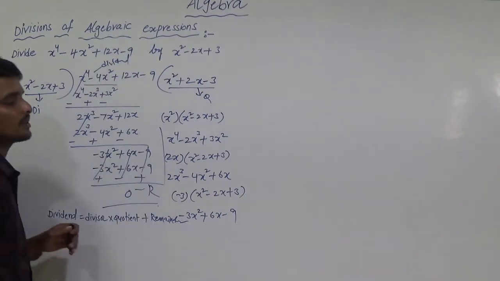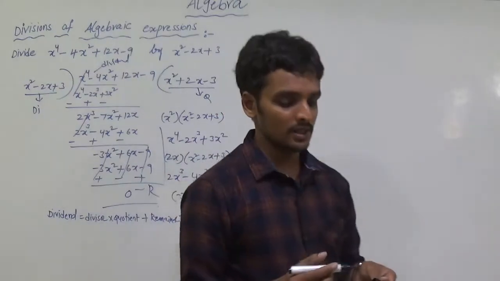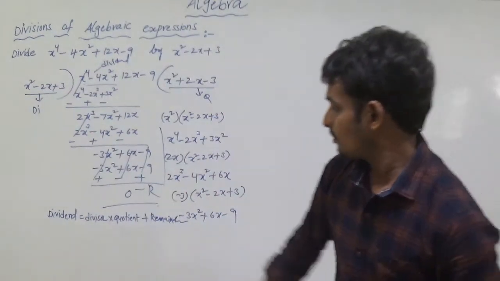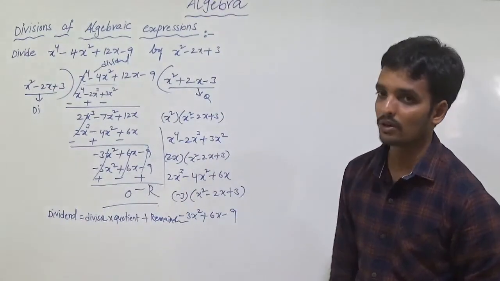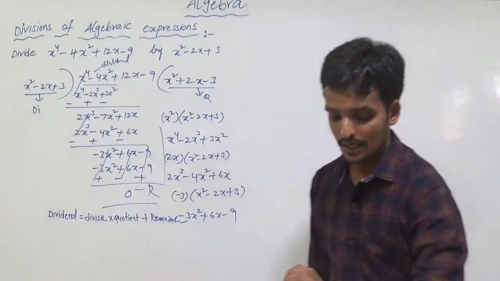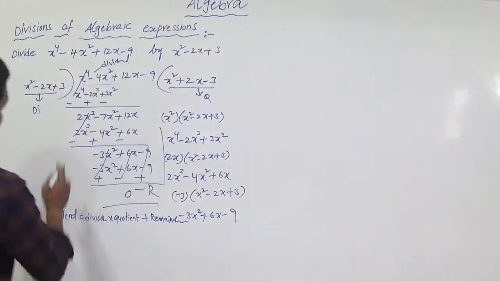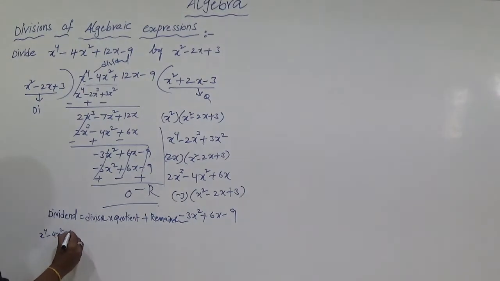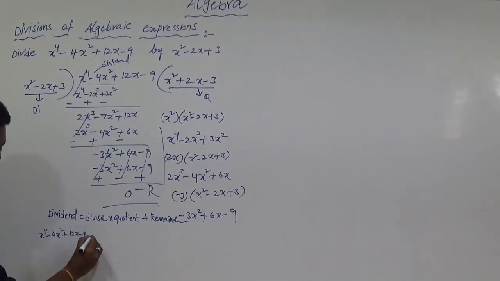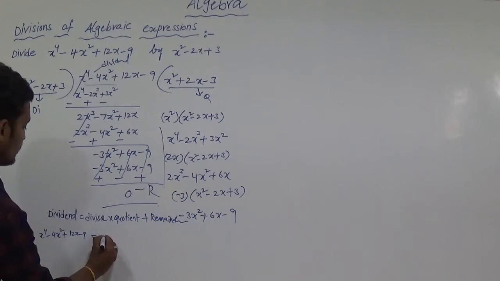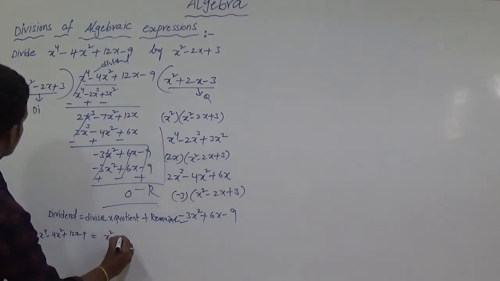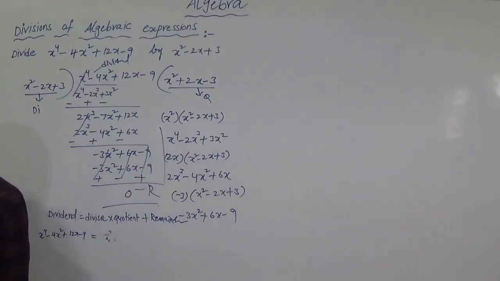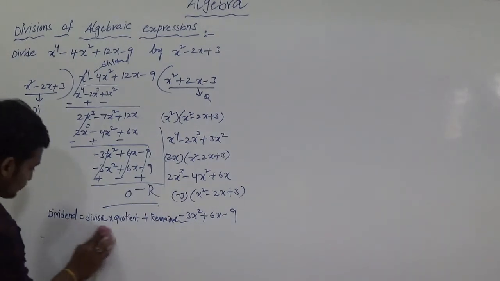So in every division we have to check whether the division is right or not by this formula. The formula is dividend is equal to divisor into quotient plus remainder. We have to check our formula. What is the dividend here? We have to get this answer, x to the power of 4 minus 4x square plus 12x minus 9. Sorry, I think you can't see the board when I was writing here, so I am writing up there.